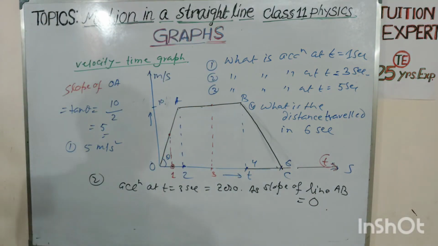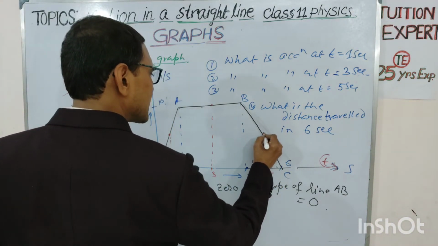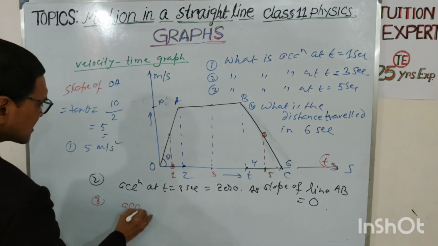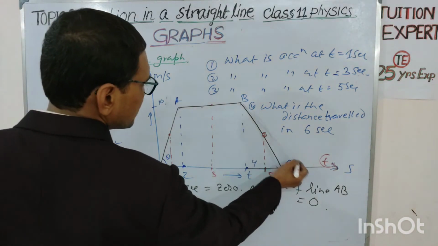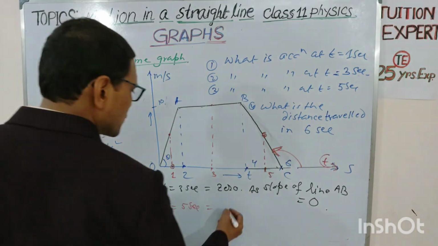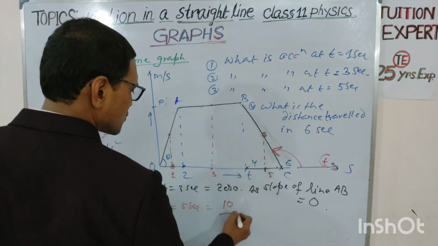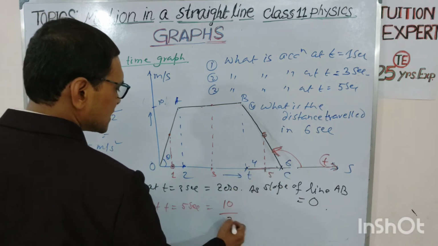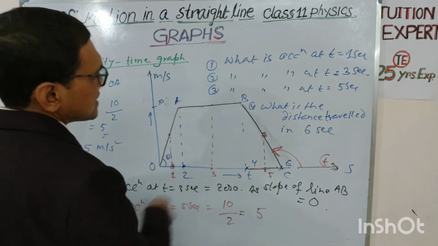Okay, understand? Now t equal to 5 seconds. 5 seconds is here, so it cuts this line. Now what is the slope of the line, the acceleration at t equal to 5 seconds? The slope is negative because this angle is greater than 90 degrees. The slope is perpendicular by base, that is 10 by base. The base is 4 to 5, 1 unit, and 5 to 6, 1 unit, so 2 units. That is 5, but this value is negative because velocity is decreasing.